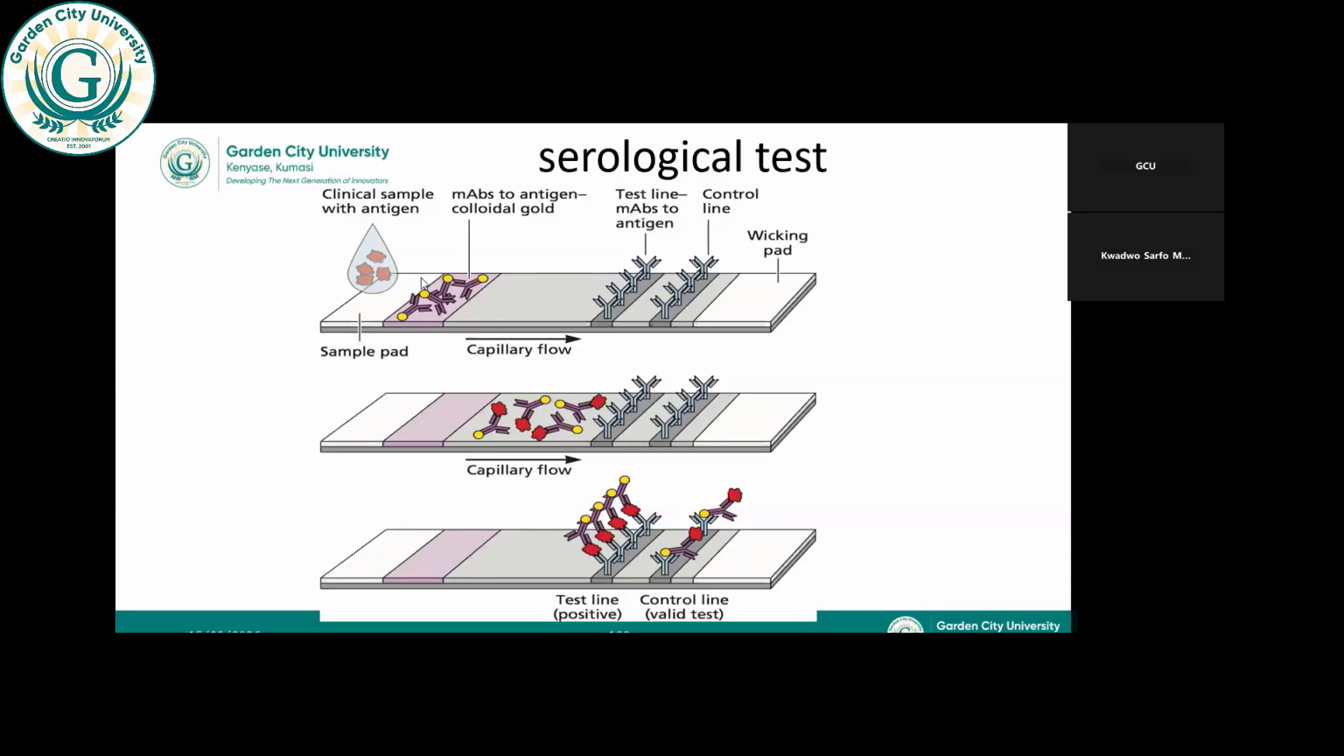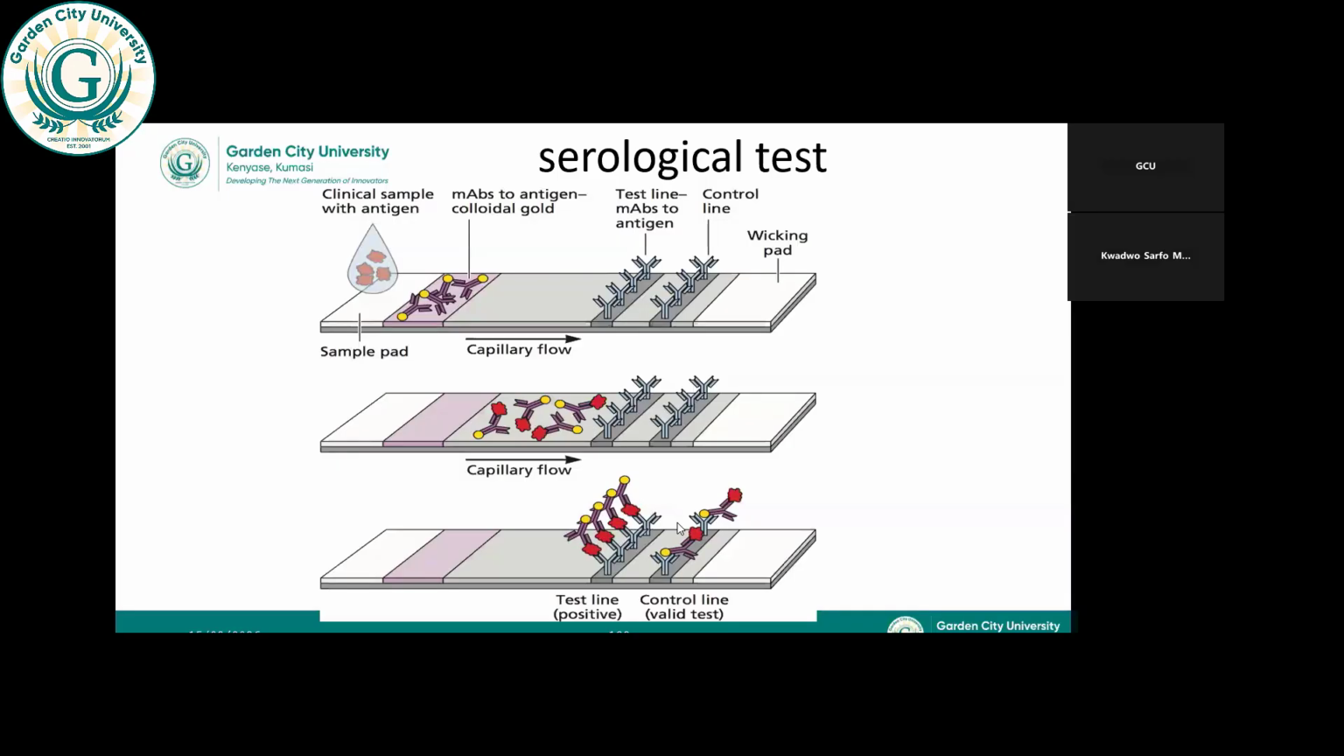So the excess coming from this antigen will bind to the non-specific one, but this one will only bind to the specific antibody that is pre-coated here. So the sample will move by capillary action, and it will sweep these monoclonal antibodies bound to the antigens, and then be presented to the antiglobulins that are specific for these antigens. So you see the binding here.